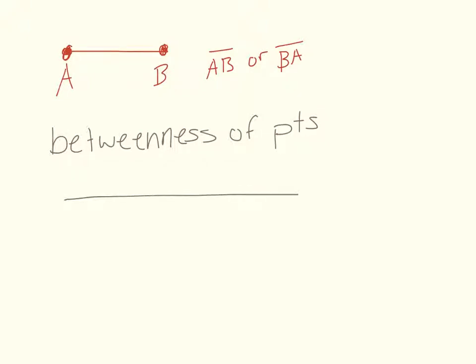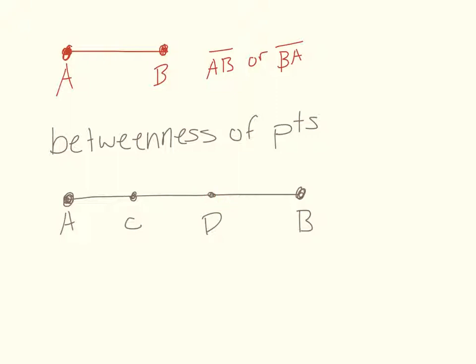So we have our line here, and we have some points on it. A, B, and let's put some more points on here, C, and D. So betweenness of points is kind of simple, between. So we're talking about a point that's in between something else. So point C is between A and D. So betweenness of points. That's the relationship. That's what it's called.